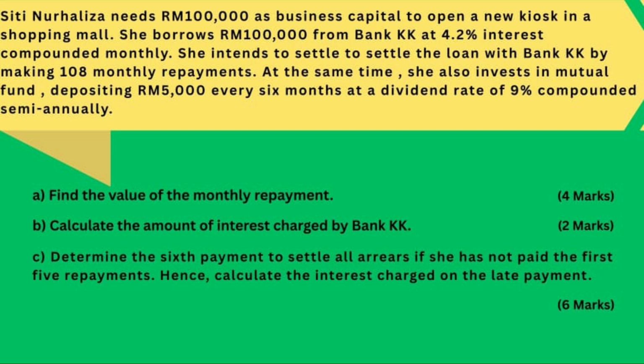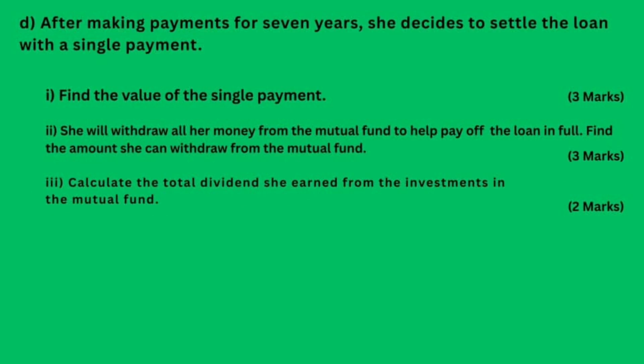Question A. Find the value of the monthly repayment. Question B. Calculate the amount of interest charged by Bank KK. Question C. Determine the 6th payment to settle all arrears if she has not paid the first 5 prepayments. Hence, calculate the interest charged on the late payment. Question D. After making payments for 7 years, she decides to settle the loan with a single payment. 1 Roman. Find the value of the single payment. 2 Roman. She will withdraw all her money from the mutual fund to help pay off the loan in full. Find the amount she can withdraw from the mutual fund. 3 Roman. Calculate the total dividend she earned from the investment in the mutual fund.